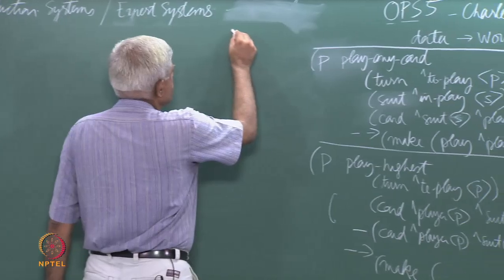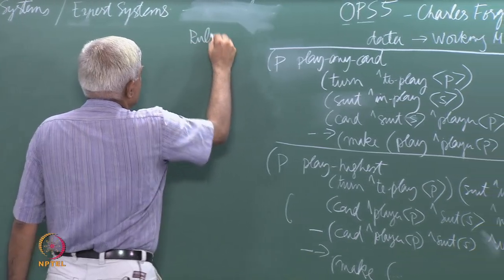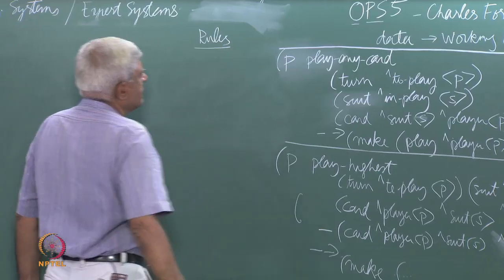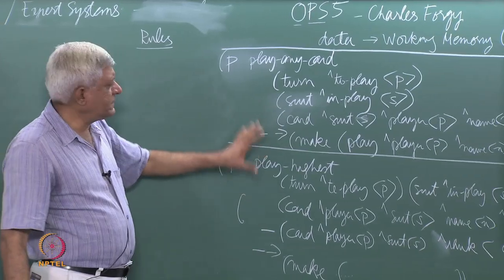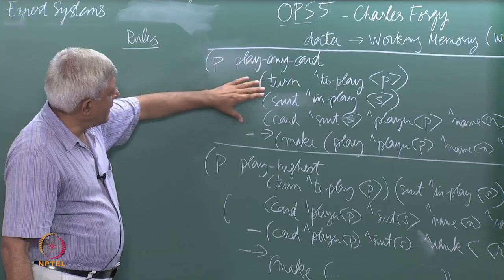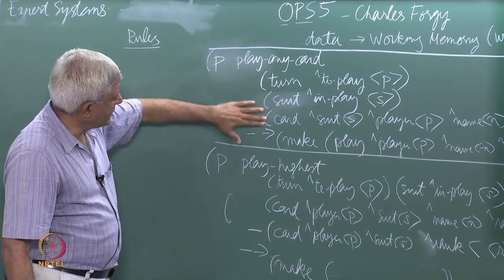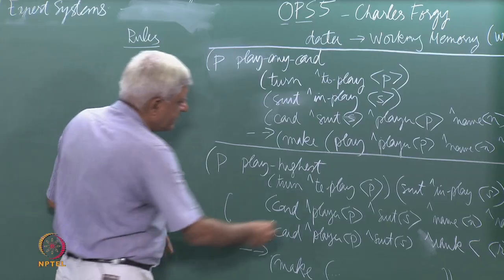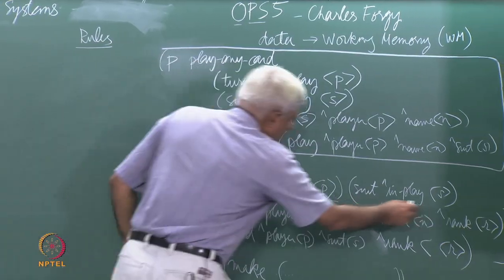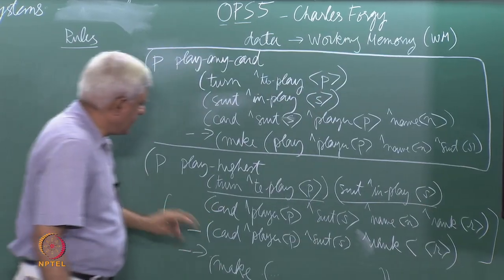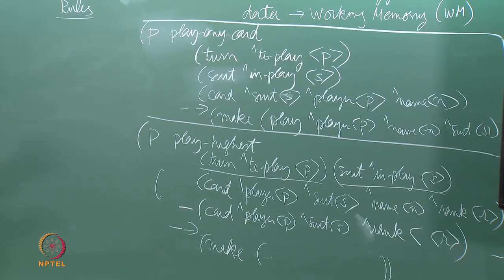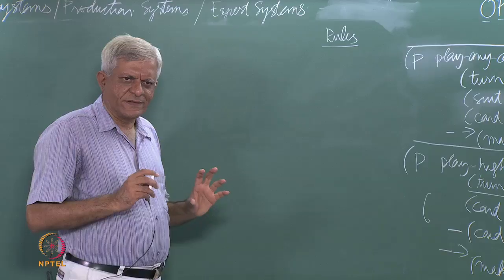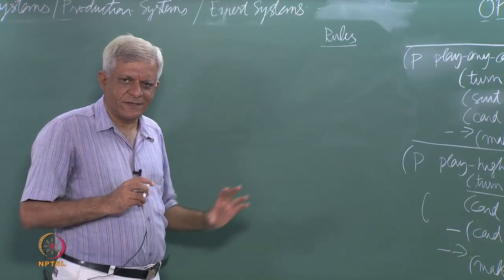So, if we have these rules, then notice that we have written these 2 rules in the last class. This rule has 3 conditions 1, 2, 3. This rule has 4 conditions. This is 1, this is 2 and 3 and 4. One of them is a negative condition. So, essentially a rule is a collection of patterns and actions. As far as matching is concerned, we are only interested in patterns.